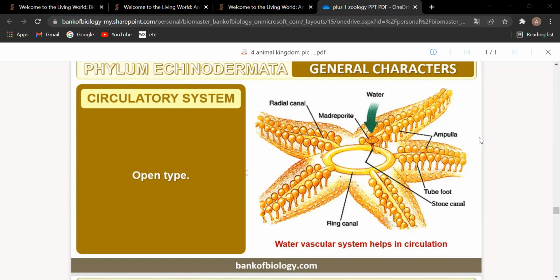Yes, you're right. This is the underside of the starfish. Exactly, one madreporite, only one madreporite. There is going to be only one madreporite. You can see the ampulla and the tube feet very clearly.